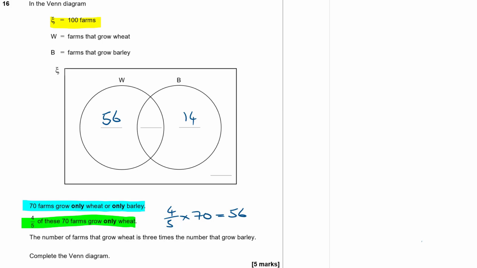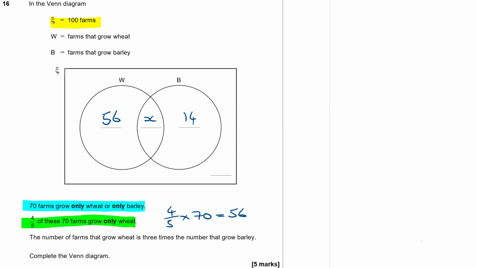And then the final piece of information we've been given is that the number of farms that grow wheat is 3 times the number of farms that grow barley. Okay, so we need to find out what the number is in here, such that 56 plus that number is equal to 14 plus that number. That sounds a bit algebraic to me. So I'm going to put an X in here.